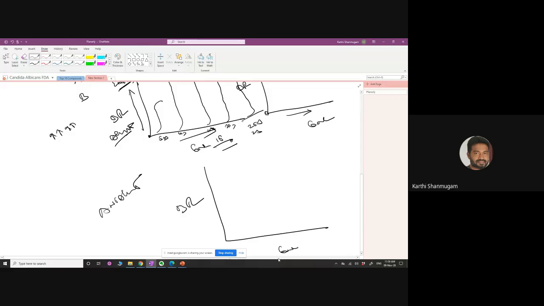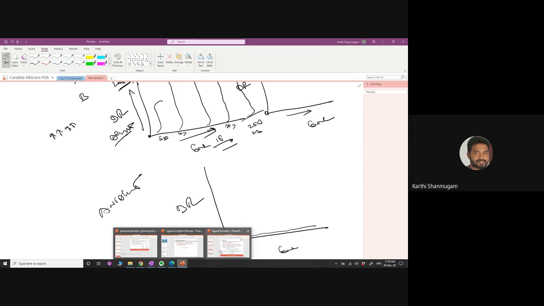Then what will happen? If you don't get a response, can we say that even if we increase the concentration, there won't be any response we can find? Am I right? Yes, sir. Is it understandable? Then what should be the alpha value for an antagonist?